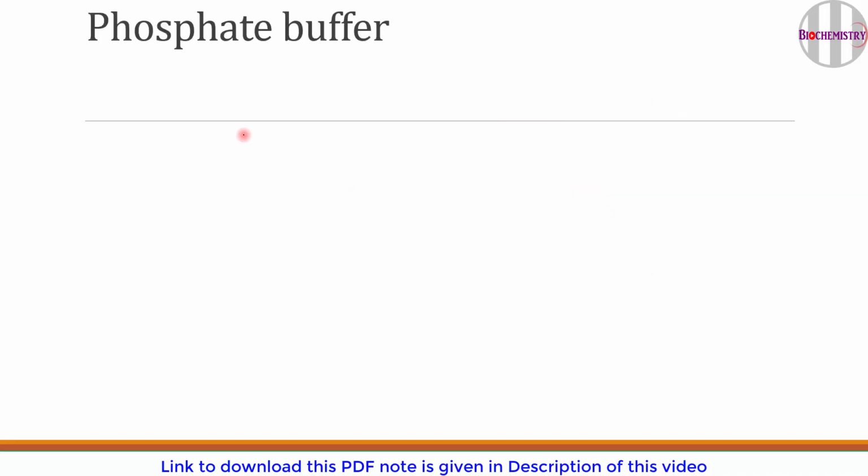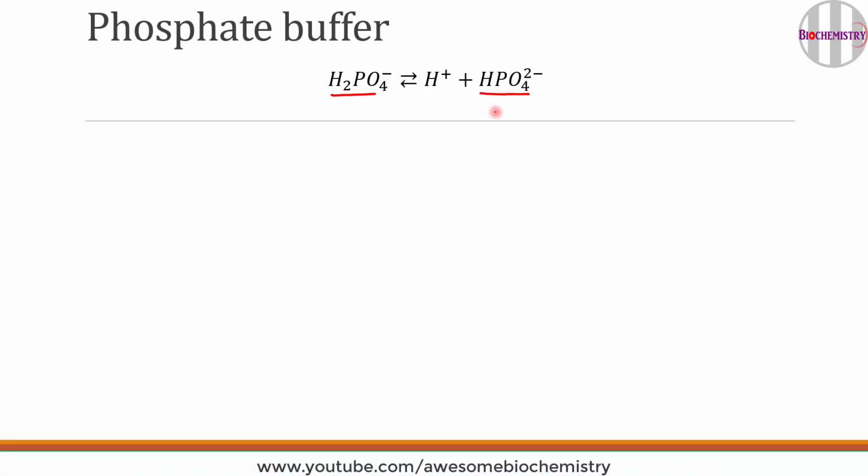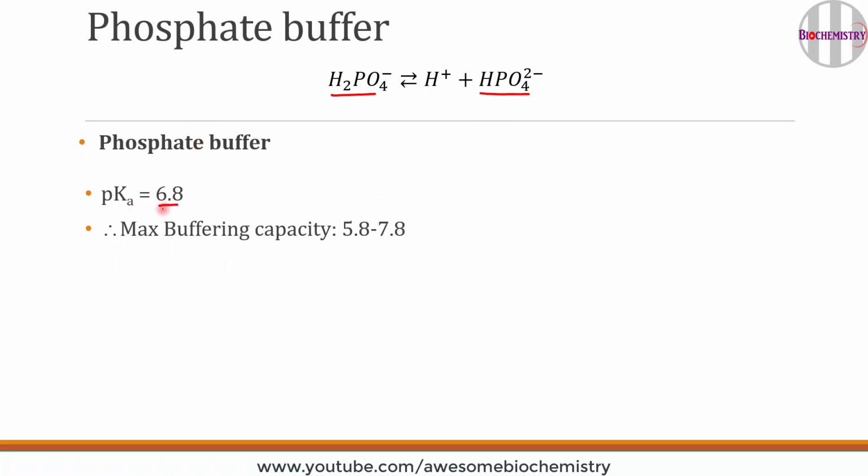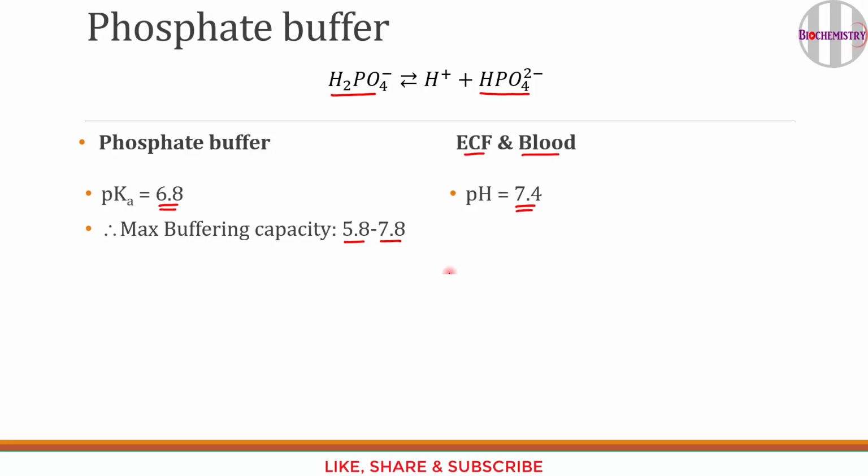Now next, we'll look at the phosphate buffer. What are the components of phosphate buffer? The weak acid is H2PO4 minus 1 and its conjugate base is HPO4 minus 2. The pK value of phosphate buffer is 6.8. And as we know, maximum buffering capacity falls between pK plus or minus 1. So here the maximum buffering capacity will be from 5.8 to 7.8 pH. And we know that the pH of extracellular fluid and blood is 7.4, and this falls very well within this range.